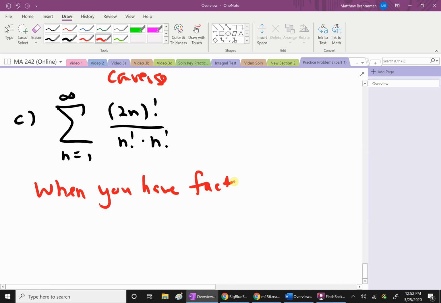in a series, we almost always use the ratio test. That is your go-to test when you see a factorial. And the factorial, of course, is this exclamation mark. It doesn't mean that it's excited, right? This is a set of instructions telling you to multiply numbers. And the reason why is very, very simple. It's because you do not know how to integrate factorials.